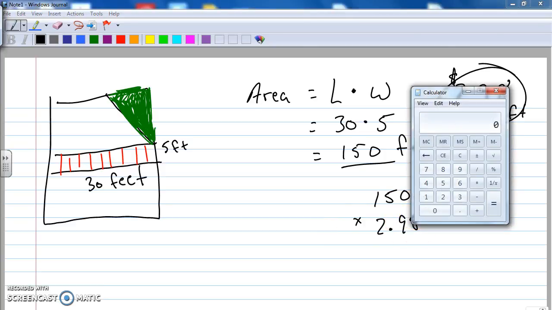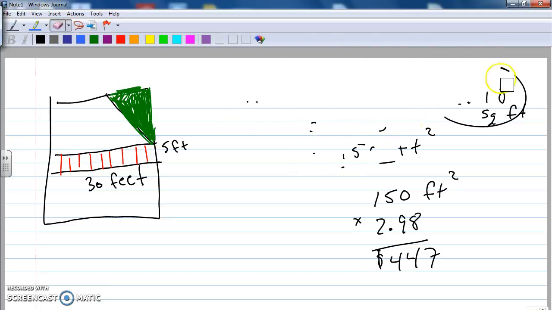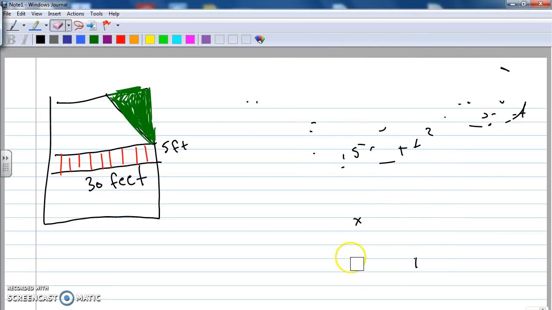So if we pop up our calculator here and we do 150 square feet times $2.98, I come up with $447. So this red brick walkway is going to cost me $447. Okay, now something very similar with the grass space, but it can be slightly more difficult. So let's erase this here, and let's work then on our triangle space.